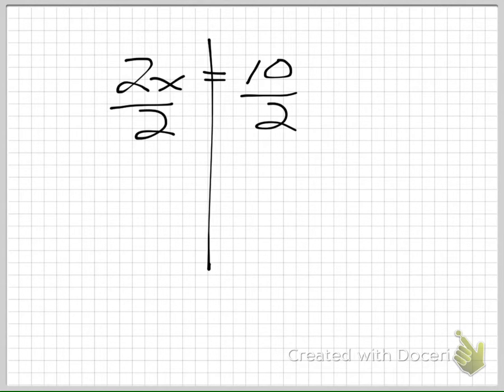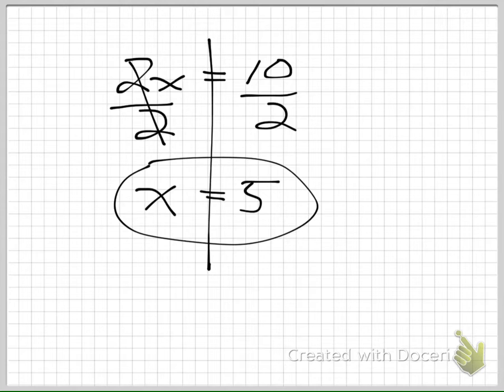Whatever you do to one side, you have to do the exact same thing to the other, right? Those 2's are gone. Why are those 2's gone? Because 2 over 2 is 1, and 1 times x is x. That's why we get to get rid of them. x equals 10 divided by 2, which is 5, right?